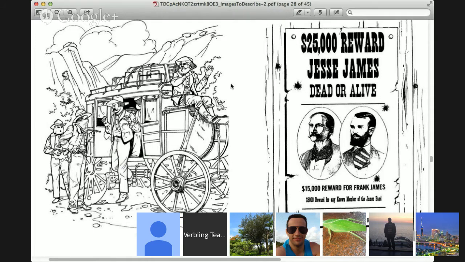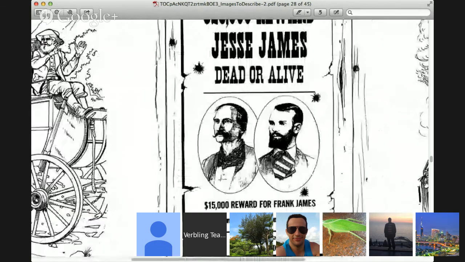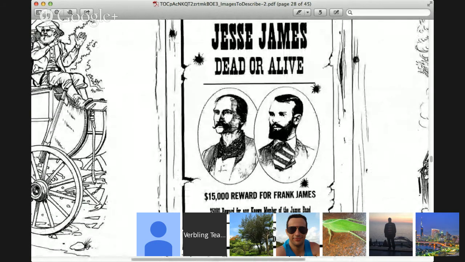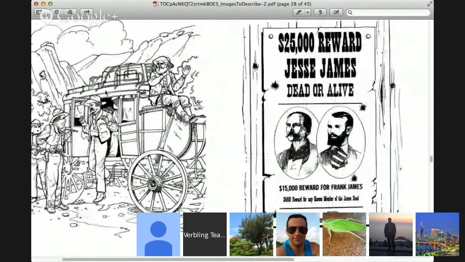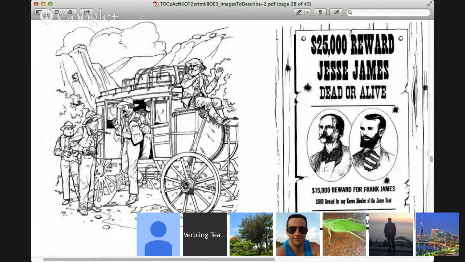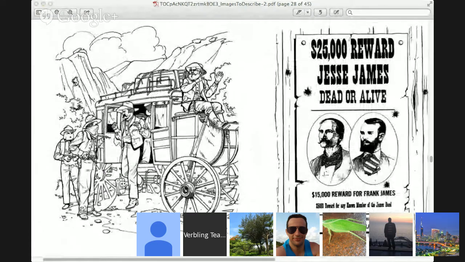Stand and deliver. Here, I'll zoom in so we can see. It says $5,000 reward for any known member of the James Band. So there were more than one of them. It was Jesse James and some friends. So he's a criminal. Jesse James gets more value than Frank James. Yeah, he's the worst. Good. Very good. Okay.